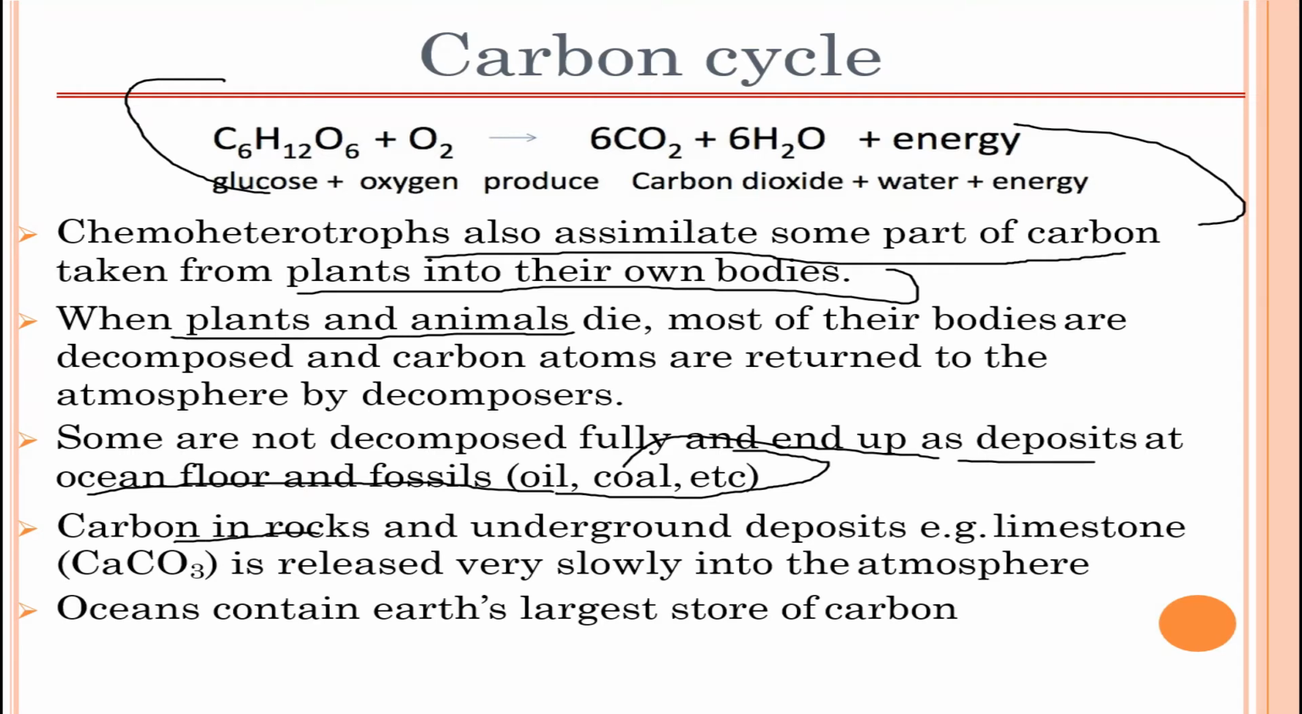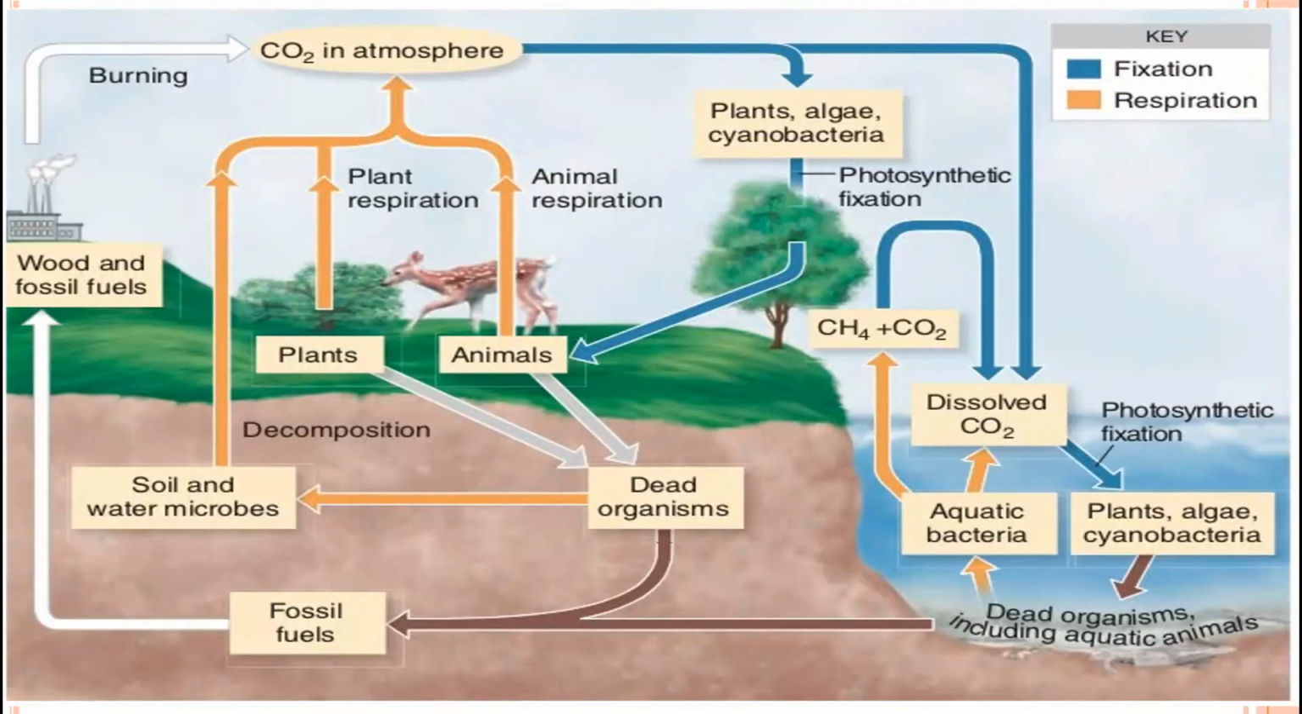Also, carbon in rocks and underground deposits such as limestone, CaCO3, is released very slowly into the atmosphere. It is a very slow process, and it takes millions of years for its completion. Also, oceans contain Earth's largest store of carbon. As I mentioned, the ocean is the largest carbon source, and fossil fuels and marine sediments are other big sources of carbon. Moving on, here we have the carbon cycle, as you can see.